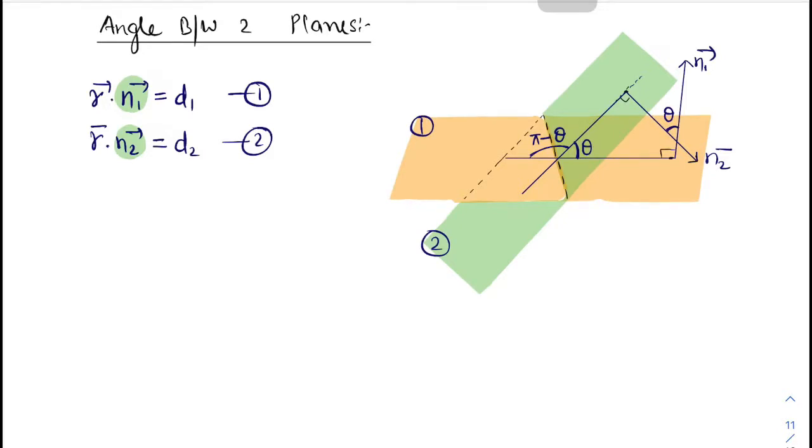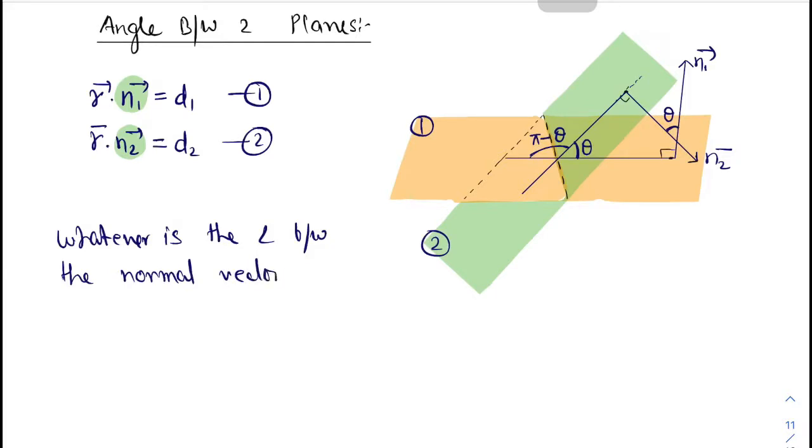Okay, so let me write it here. Whatever is the angle between the normal vectors, that is n1 and n2 vector, is the angle between the planes. So in order to determine the angle between planes, we will just determine the angle between their normal vectors.